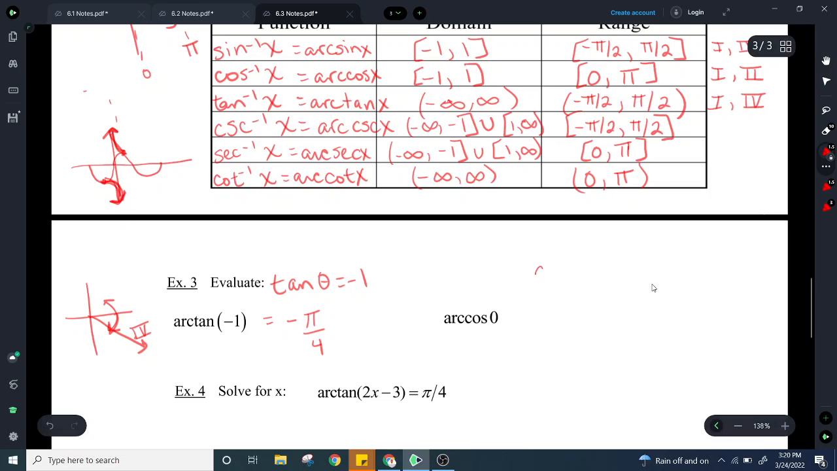Arc cosine of 0. Again, this is like saying, where does cosine equal 0? So between 0 and pi, in other words, think about it on your unit circle. I'm going from 0 to pi. So in quadrant 1 to quadrant 2, right? Because that's the range for arc cosine, 0 to pi. Where does cosine equal 0? That would occur up here at the pi/2 angle. So the value here would be pi/2.